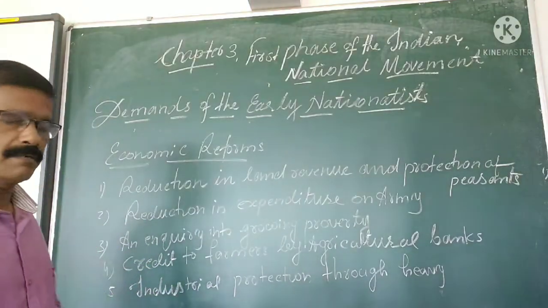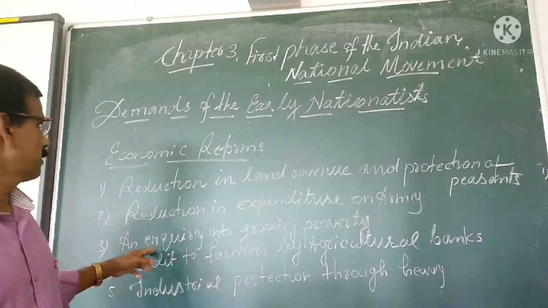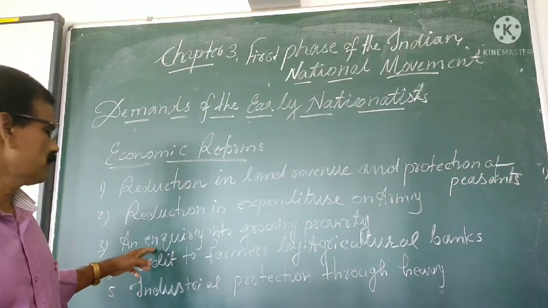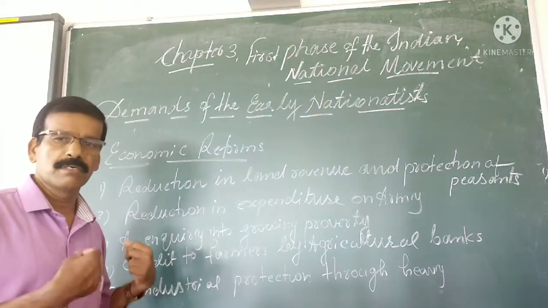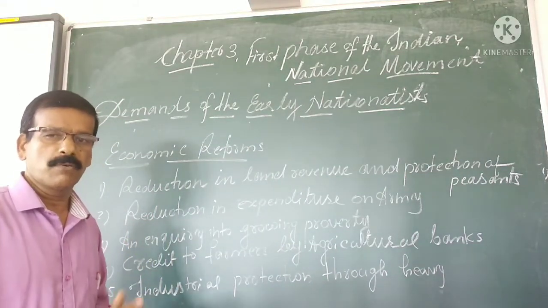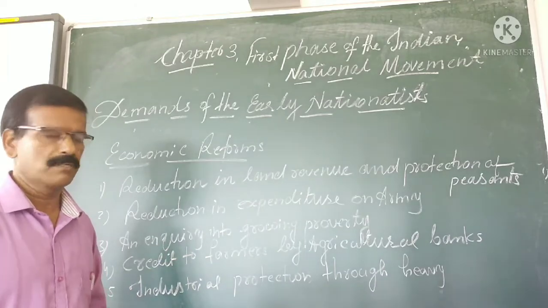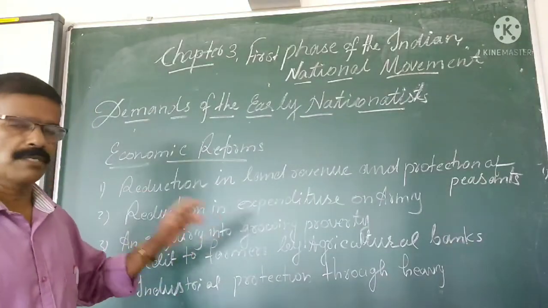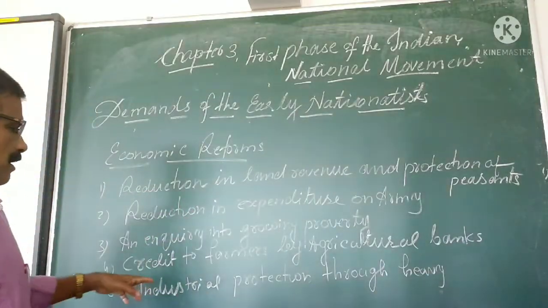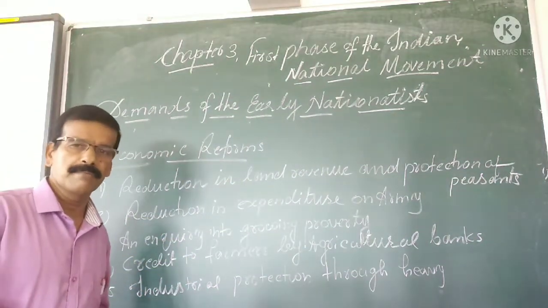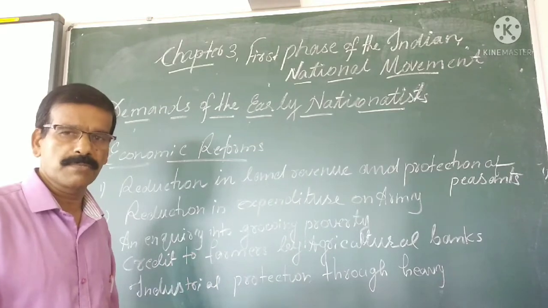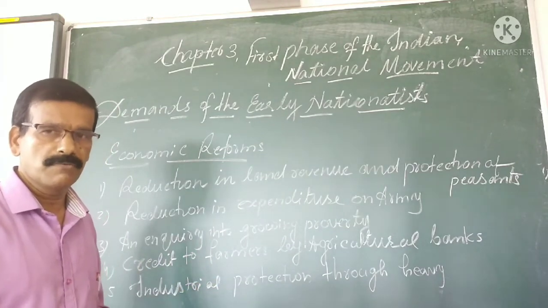And another economic reform is an inquiry into growing poverty. Poverty means starvation or a state of having nothing to eat. So that should be investigated. That is another point. And the next is credit to farmers by agricultural banks. So agricultural banks to be set up to give more loans to the farmers.